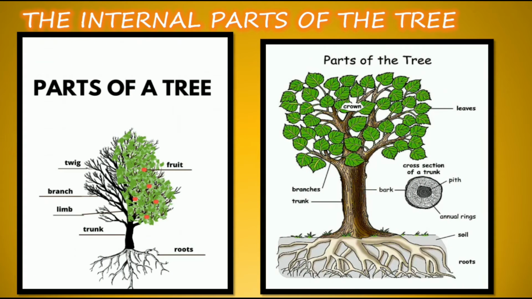Parts of a tree. Twig. Twig is a part which is used to support the structure for leaves, fruits and flowers. That is used to give a structure for these things. Next come branches. Branches help the trees find a place for leaves to grow and feel the sun.